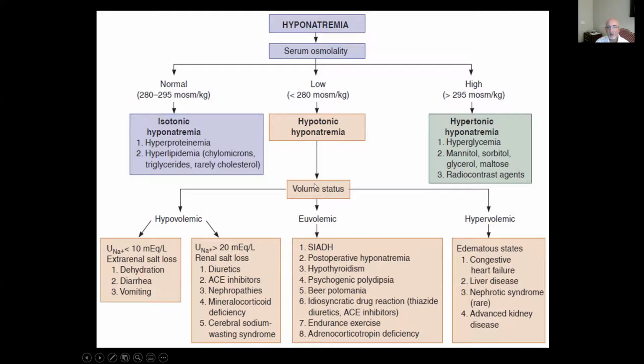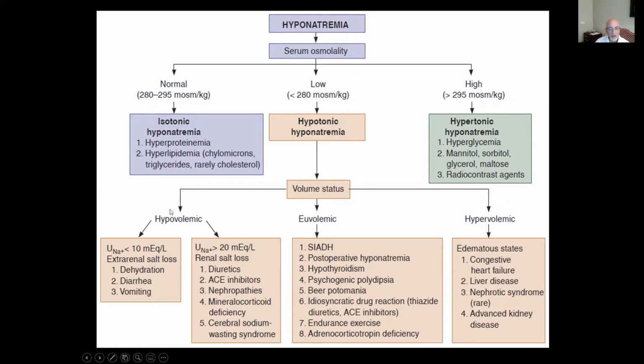The next question is, what is her volume status? If the patient is hypervolemic or in edematous situation, we call that dilutional hyponatremia, and this patient does not have congestive heart failure, end-stage liver disease, nephrotic syndrome, or end-stage kidney disease. So we have ruled out a dilutional state. In this situation, hyponatremia should be treated with Lasix. The patient could be hypovolemic, or in other words, volume depleted.